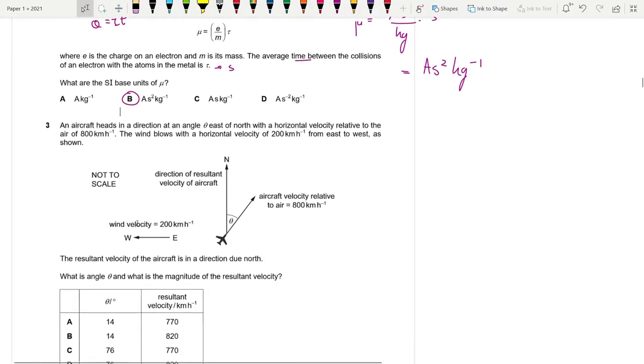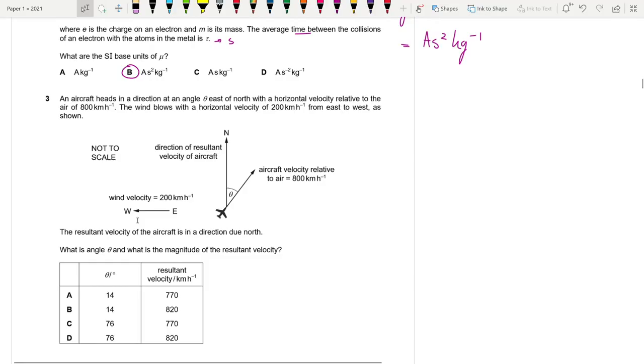Let's do 3 now. An aircraft heads in a direction at an angle theta east of north with a horizontal velocity relative to the air of 800 kilometers per hour. The wind blows with a horizontal velocity of 200 kilometers per hour from east to west. Okay, this is the wind velocity.